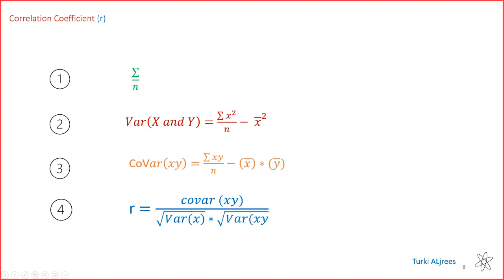It is very simple, and I assure you that if you watch to the end, anyone can easily calculate the correlation coefficient. First, we need to learn simple things and calculate the following. We need to find the mean of x and y, and also the variance of x and variance of y. Finally, we need to calculate the covariance of x and y.